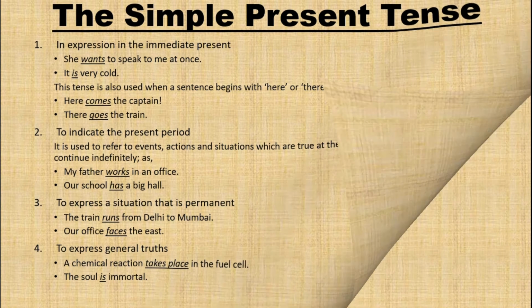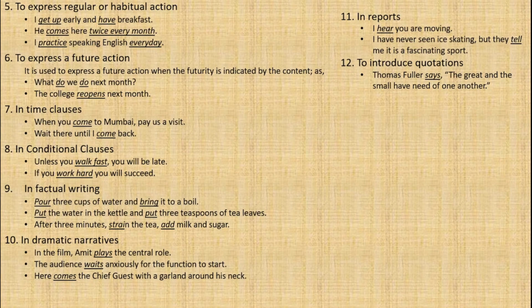Now let's move to the next one. Number five: to express a regular or habitual action. A regular action or a habit, we use the simple present tense. I get up early and have breakfast. This is obviously a regular action or a habit. So "get up" and "have" become the simple present tense.